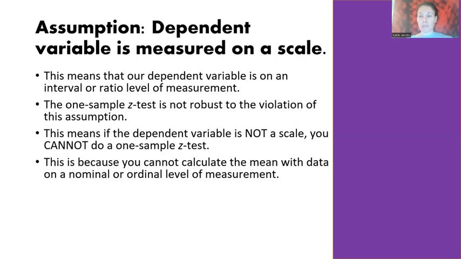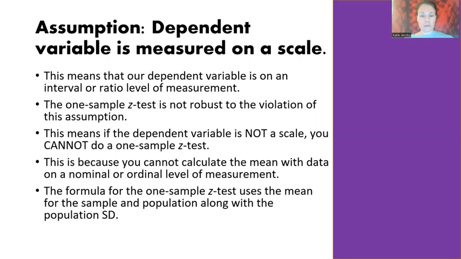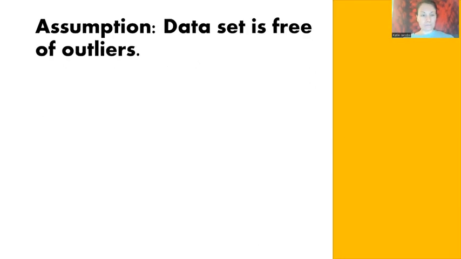This is because, if you remember back from week 2 when we were doing measures of central tendency, we cannot calculate the mean with data that's on a nominal or ordinal level of measurement. Okay. So our formula for the one sample z-test uses the mean for the sample and population along with the population standard deviation. And if we can't calculate a mean, we can't do that.